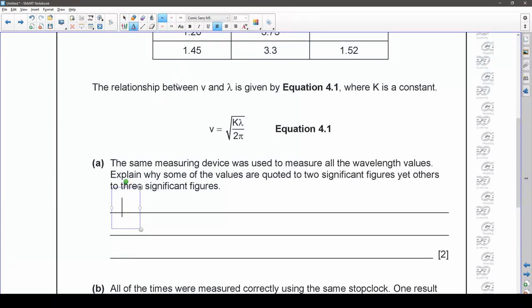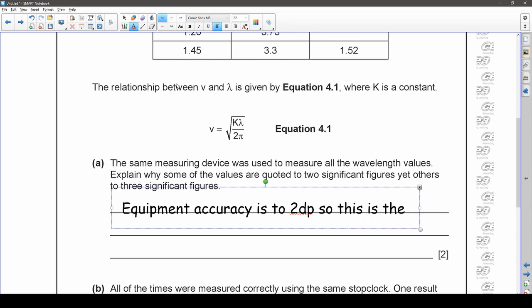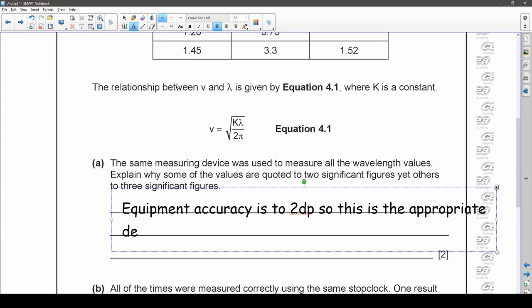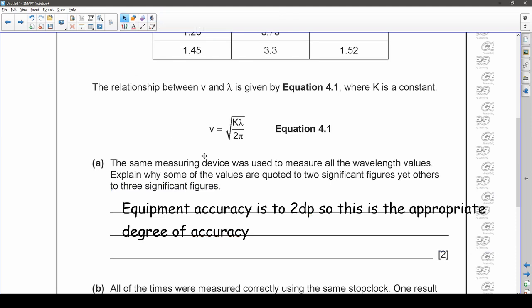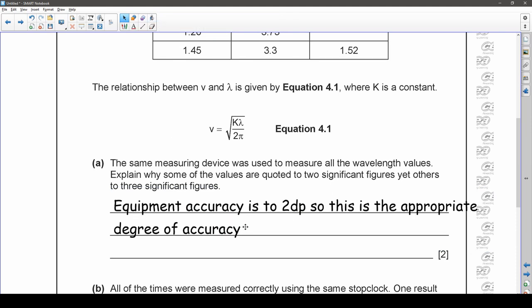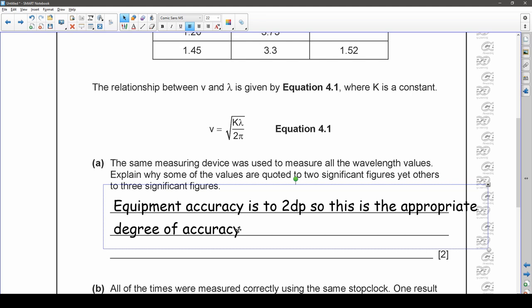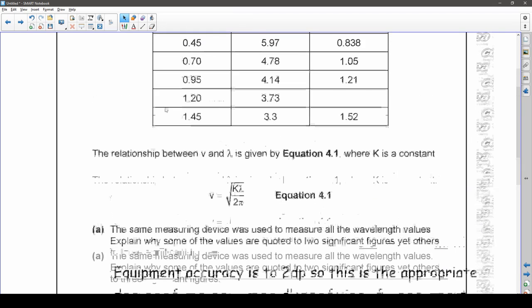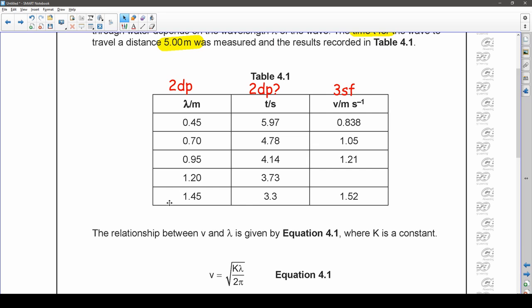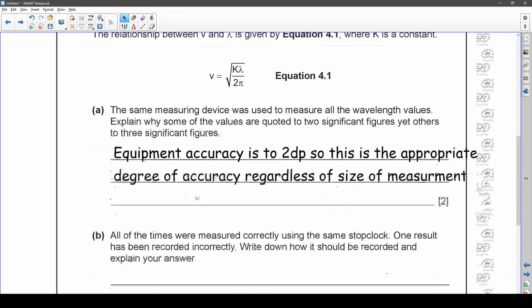Get myself a black pen. It is to 2 decimal places. So this is the appropriate degree of accuracy. Okay, we're only going to bother with significant figures when we start processing results, when we start multiplying v's and lambdas together and we start losing some of our stuff. Okay, so that's fine. So this is the appropriate degree of accuracy regardless of size of measurement. So if I was measuring like 150 meters, it wouldn't matter because it'd be 150.00 because the equipment is able to measure to 2 decimal places.